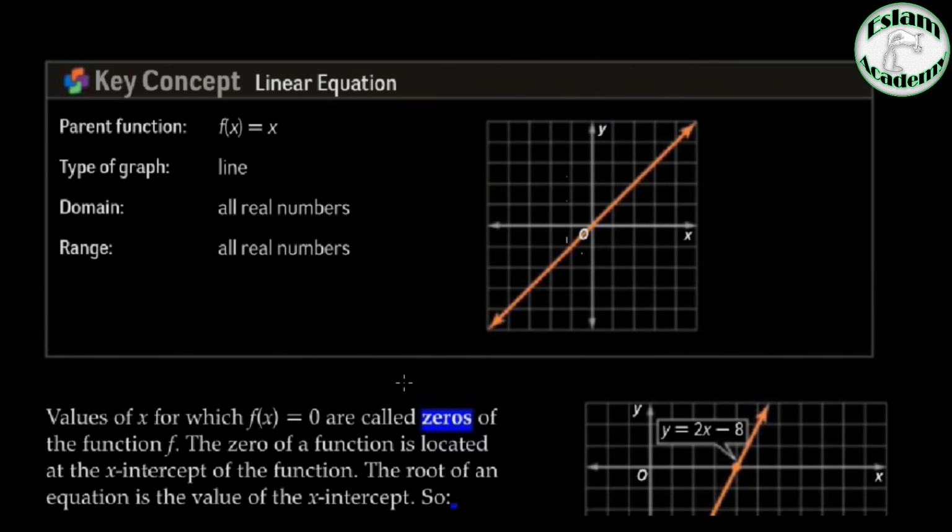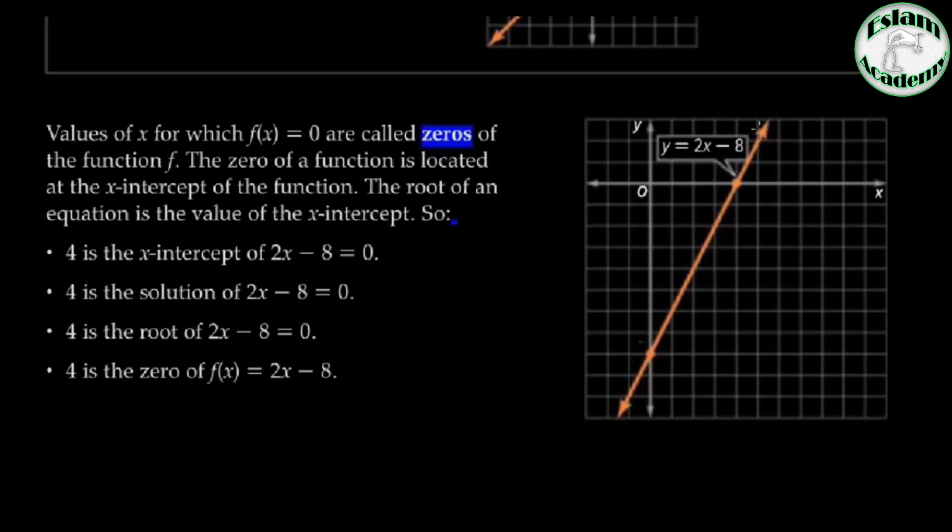Now, what is the meaning of zeros of the function? The zero of the function is the point of intersection between the line and the x-axis. At this point, you will find that y is equal to 0. So the zero of the function is the value of x which makes y equal 0. We say that y can be defined as the equation, and f of x is defined by the function. So the zero of the function is the value of x which makes the function equal to 0.